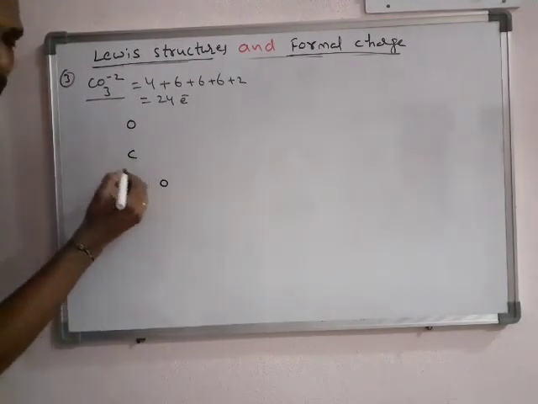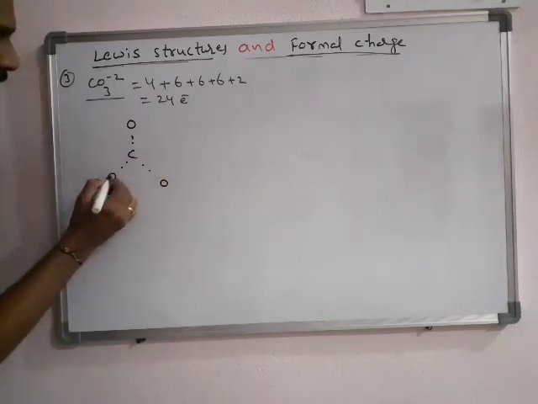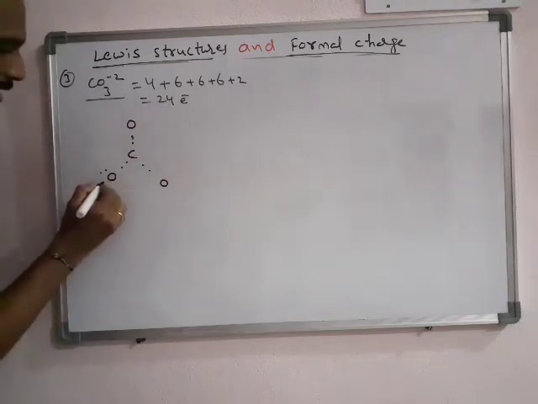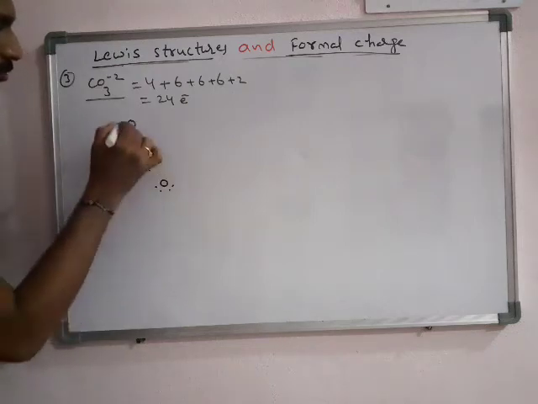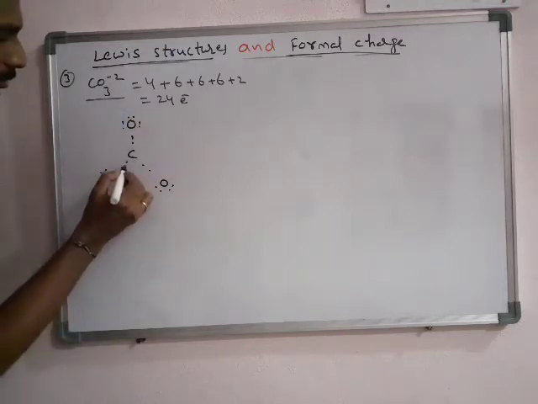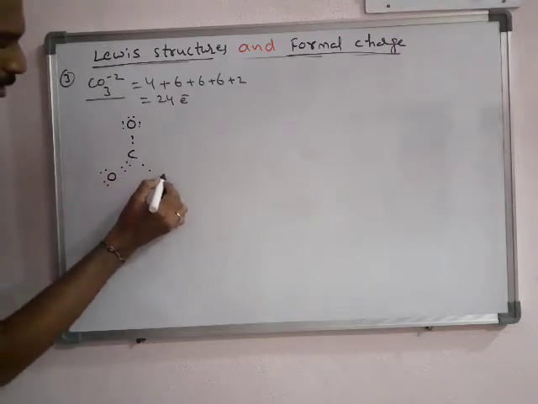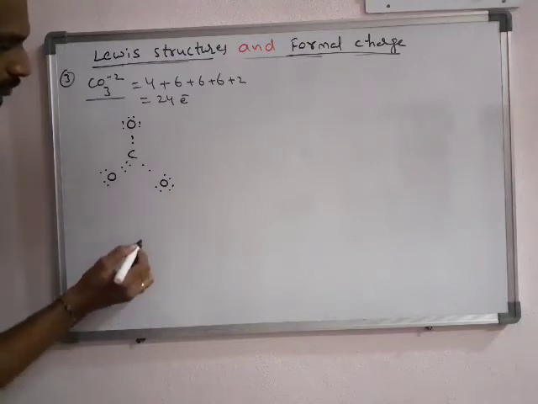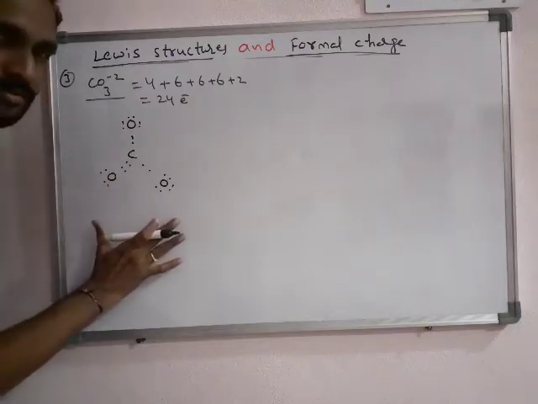Now we try various structures: 1, 2, 3, 4, 5, 6, 7, 8, 9, 10, 11, 12, 13, 14, 15, 16, 17, 18, 19, 20, 21, 22, 23, 24. In this allotment, we are trying to give an octet structure to all.